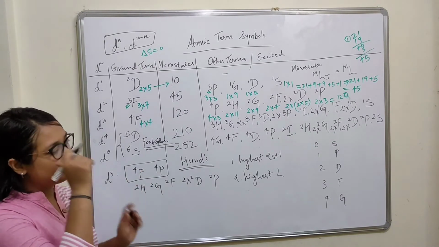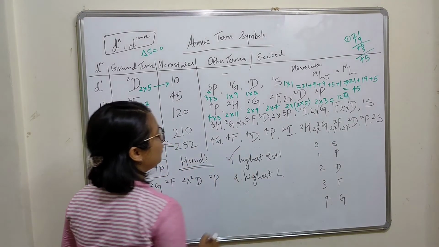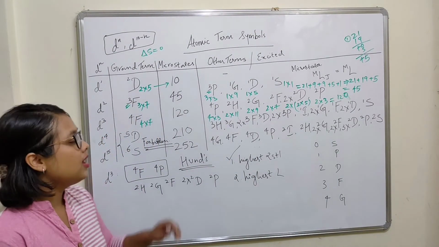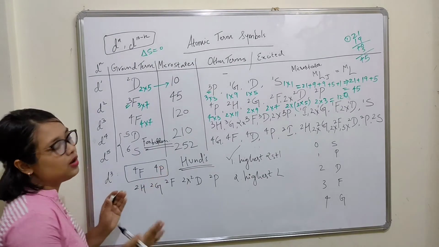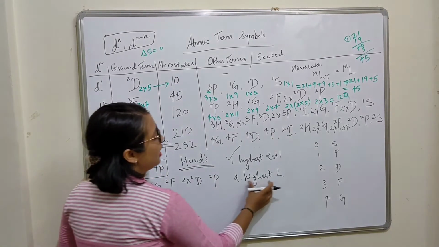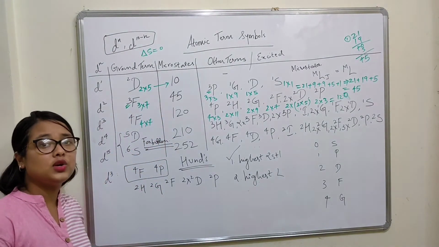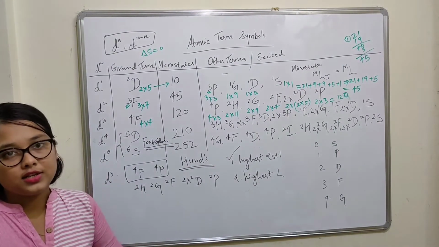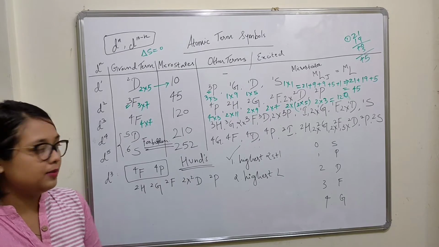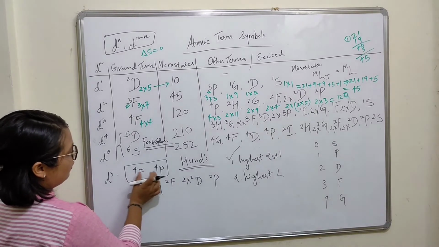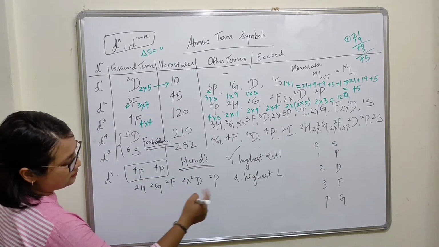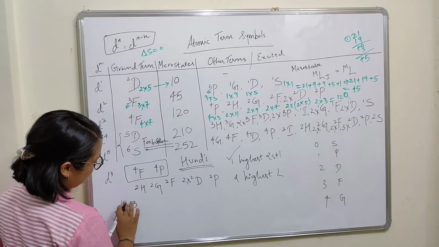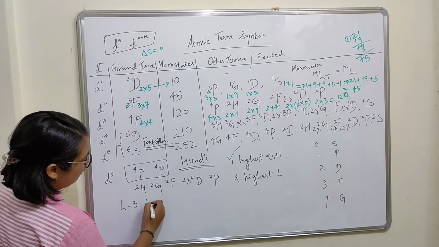I do not know yet, because I have only used my first rule, which suggests you pick the highest 2S plus 1. After that, if you have 2 options, how do you narrow it down? You pick the highest L value. This is based on Hund's second rule. You pick the highest L value, that is your orbital angular momentum quantum number. So 4F and 4P. What is the L value for F? The L value for F is 3.